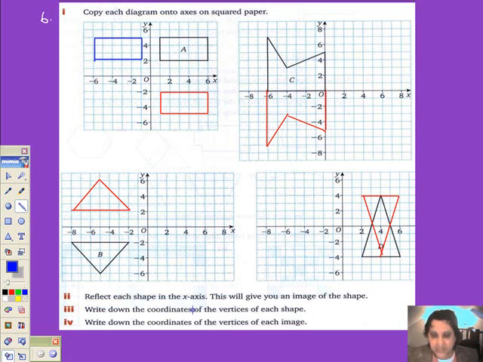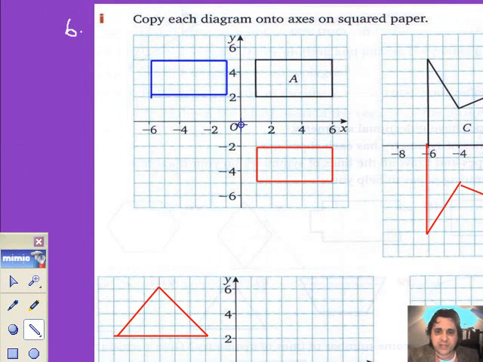And I could name the coordinates. He asked me to do that on the other page. So that will be minus 1, 2. That will be minus 1, 5. That will be minus 6, 2. That will be minus 6, 5.